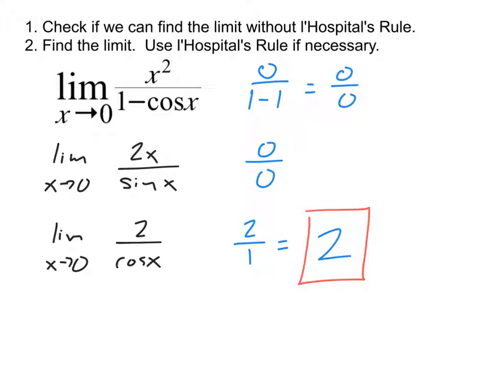That is my limit. So I know that as x is approaching 0, I'm getting closer to a y value of 2. And yes, if we made the graph, we'd see a hole in the graph at that point there.